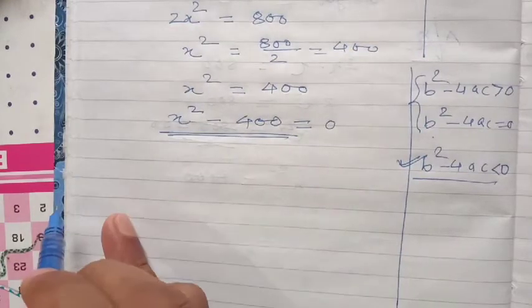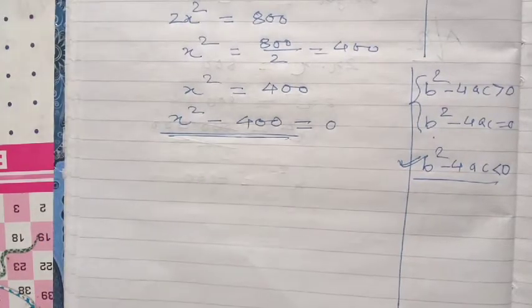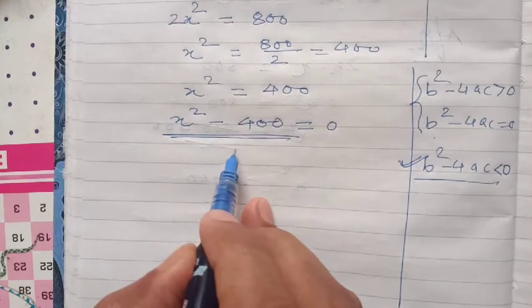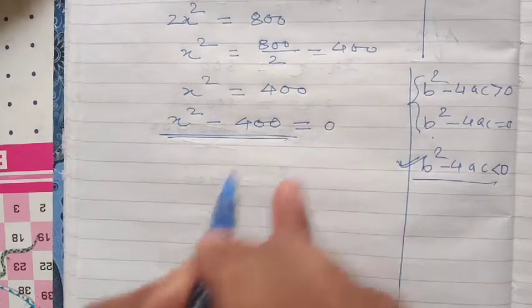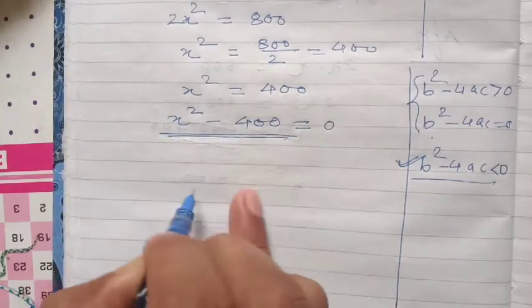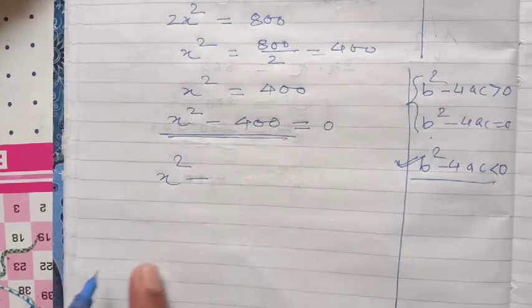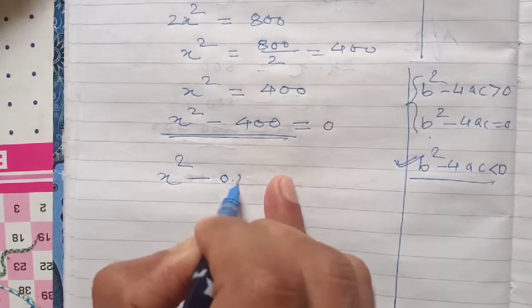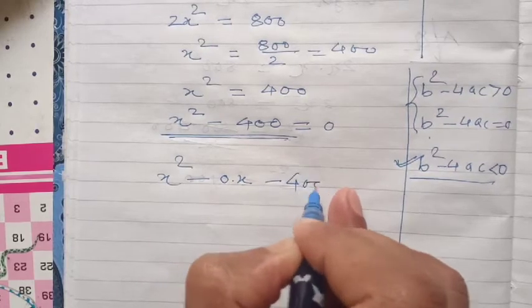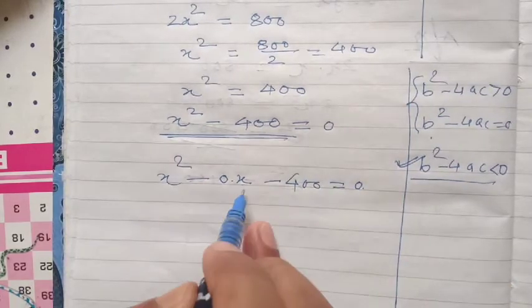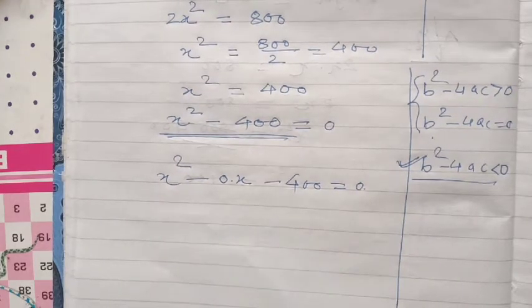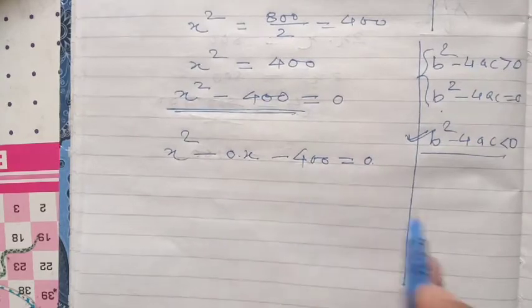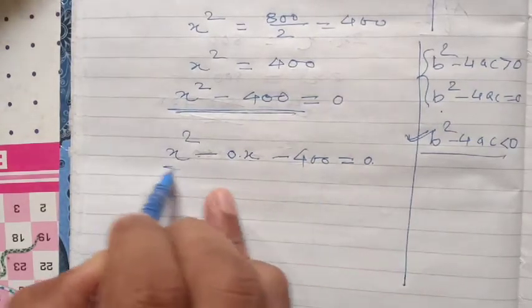Now you may be facing some problem in this equation. You are not observing the equation in the form of ax square plus bx plus c is equal to 0. So let us see how we can make it in that form. x square minus 0 into x minus 400 is equal to 0. Can we write 0 into x? It means 0, and it has no value. But to solve the question easily, we can write it in that formation.